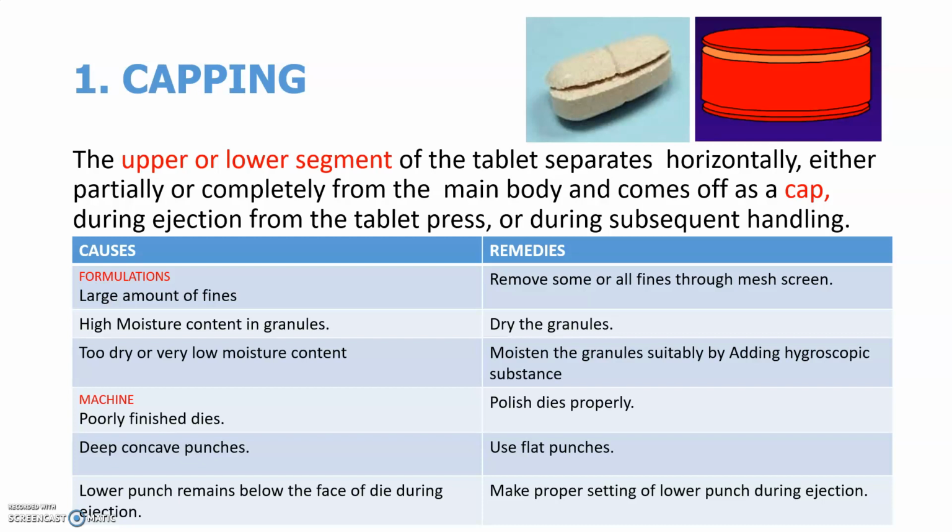How do we overcome these problems? For a large amount of fines, remove the fines. For high moisture, dry the granules. For too dry granules, moisten the granules suitably by adding a hygroscopic substance, that is water or whatever solvent you are going to use. Polish the dies properly, use flat punches, and make proper settings of the lower punch during ejection. The timing of the upper punch and lower punch is important during ejection of the tablet. That way we can overcome capping.